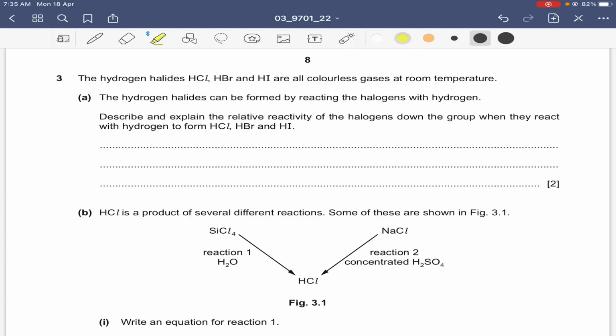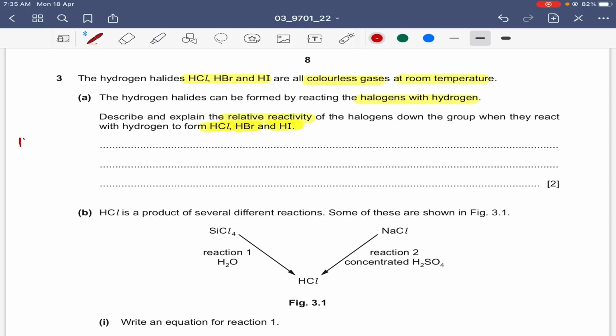All right, so the next question is related to halides, group 17. The hydrogen halides HCl, HBr, and HI are all colorless gases at room temperature. The hydrogen halides can be formed by reacting the halogens with hydrogen. Describe and explain the relative reactivity of the halogens down the group when they react with hydrogen to form HCl, HBr, and HI. So we have to discuss the reactivity of the halogens when they react with hydrogen.